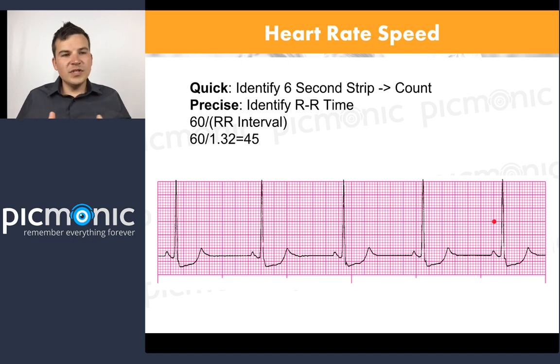So all I have to do is take the 5 QRS complexes. How do I then know the heart rate? I multiply that by 10, and that means I've got a heart rate of about 50 here on this example. Now I say about because there's another way I can measure the heart rate.